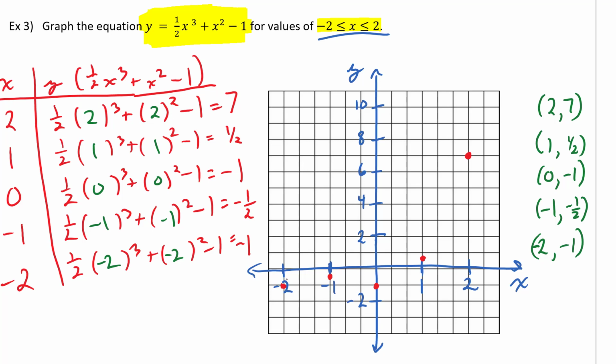Let's now connect it with a nice smooth curve. What is this one going to look like? It's definitely not a straight line. It was looking like a parabola until I got to -2. You can see here, we have a 3 there. This is going to be a cubic function. What does a cubic function look like? It looks like this. It has this characteristic pattern to it, something like that.